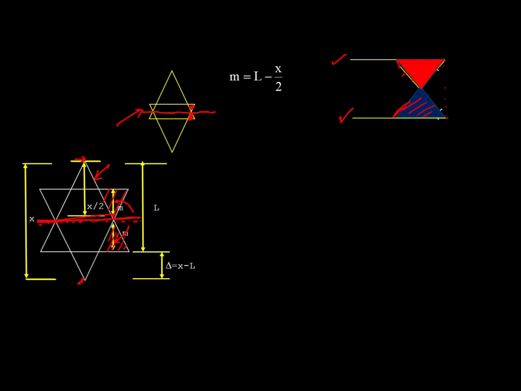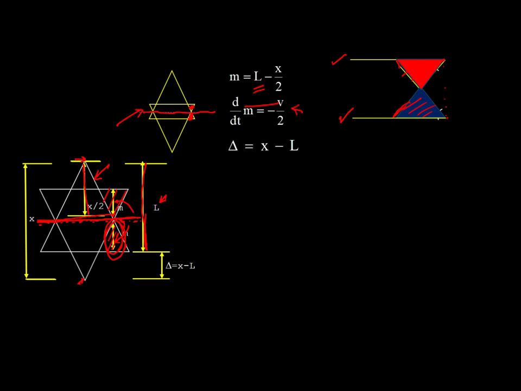So you can verify m. This m is total L minus x by 2. This is x by 2, this is total L. So L minus x by 2 is this m. So m is L minus x by 2. And if we differentiate dm by dt, L is a constant, so it is simply minus v by 2.